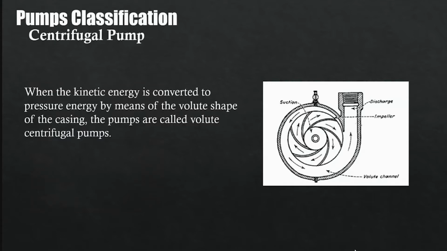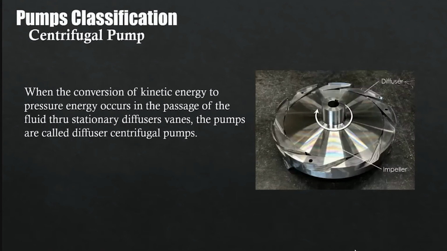The first one is when the kinetic energy is converted to pressure energy by means of the volute shape of the casing, the pumps are called volute centrifugal pumps. The next classification is when the conversion of kinetic energy to pressure energy occurs in the passage of the fluid through stationary diffuser vanes. The pumps are called diffuser centrifugal pumps.